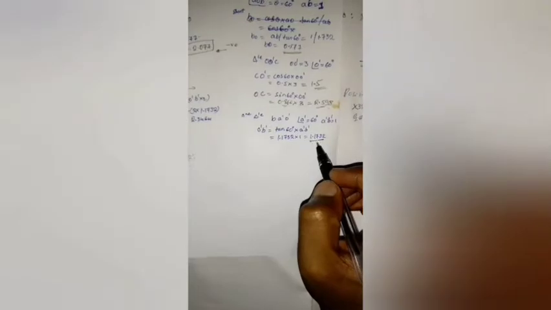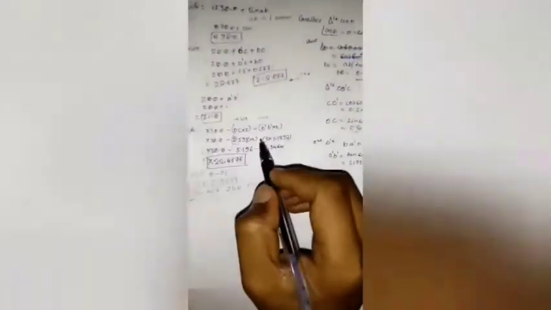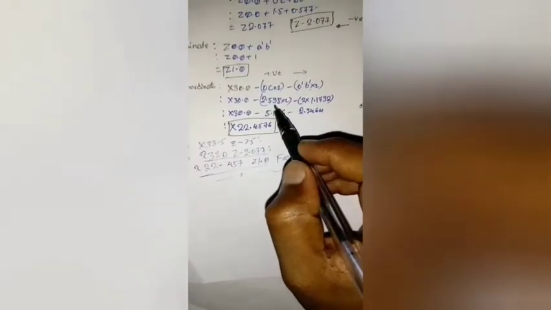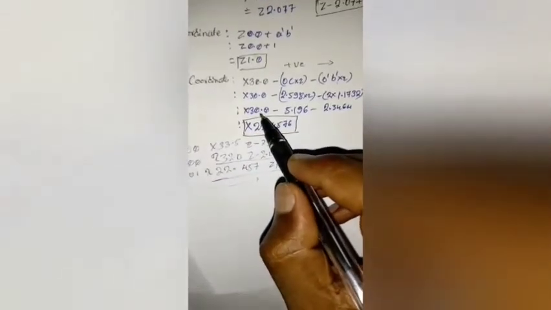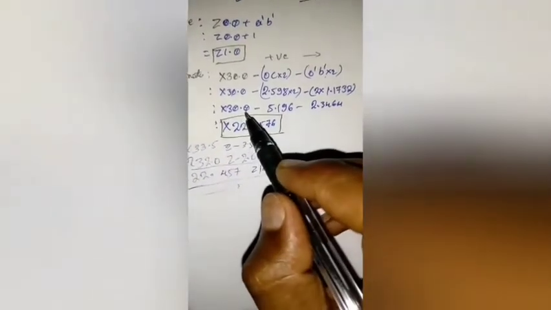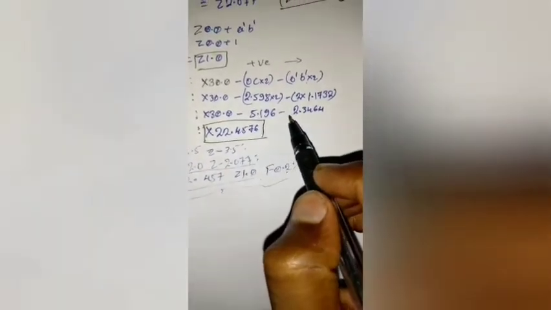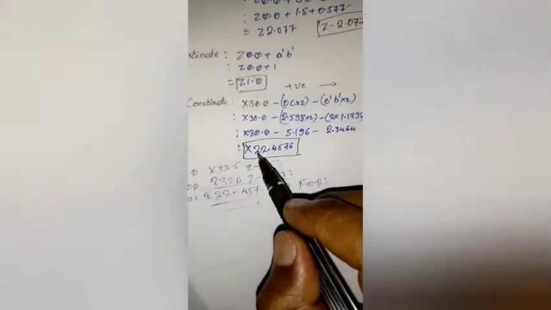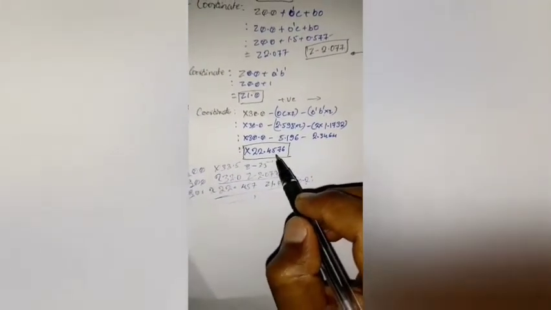On calculation, I'll get 1.732. The same thing I'm going to put here: 2 multiplied by this, and 2 multiplied by 2.598. So this value is going to be X30.0 minus 5.196 minus 2.3464. So the value of this will become X22.4576.